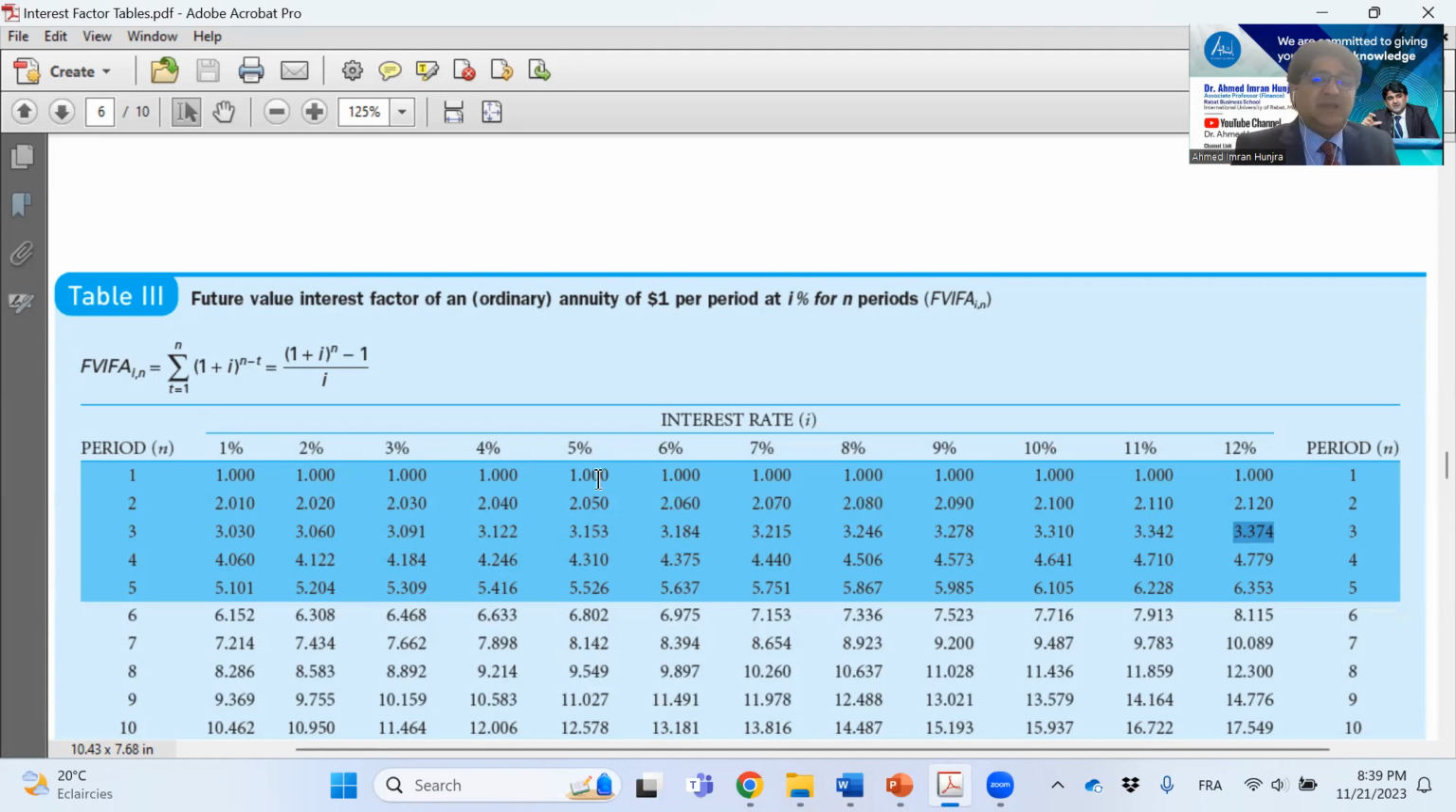If we have a higher number of time periods, for example, 10%, 3 years, 3.310. If 4 years, the number of time periods is increased, the value is increased. If the number of time periods is increased to 5 years, the percentage is the same, but the interest factor value is increasing, meaning the more the time period, the more the value. That is a positive relationship. So this was the time value of money table.